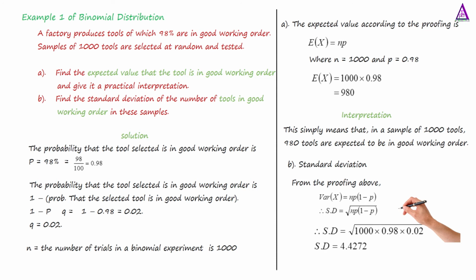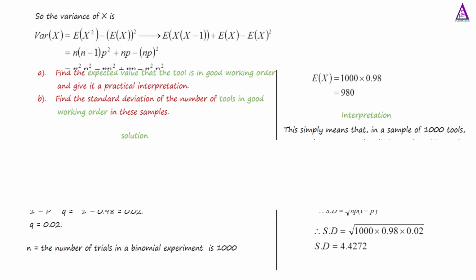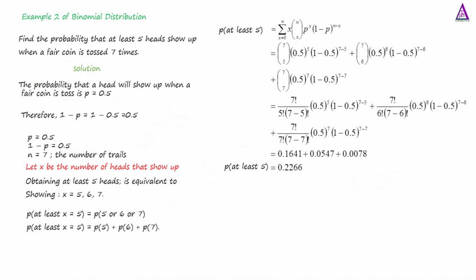Standard deviation. From the proof above, the variance of X equals np(1 minus p). So the standard deviation equals the square root of the variance, which is the square root of np(1 minus p). Our n equals 1000, p equals 0.98, and 1 minus p equals 0.02. Therefore, the standard deviation is 4.4272.